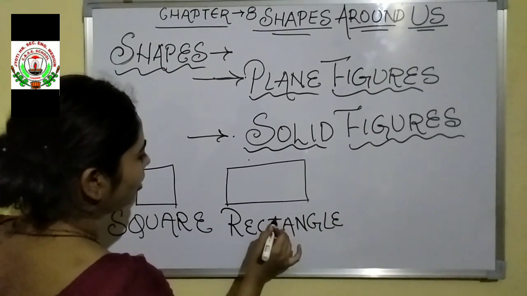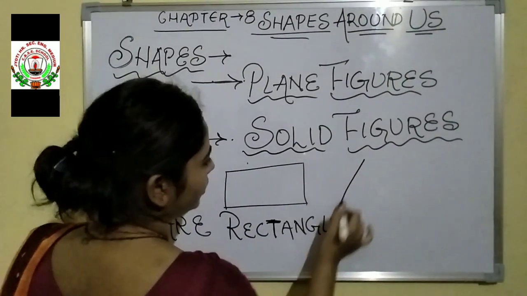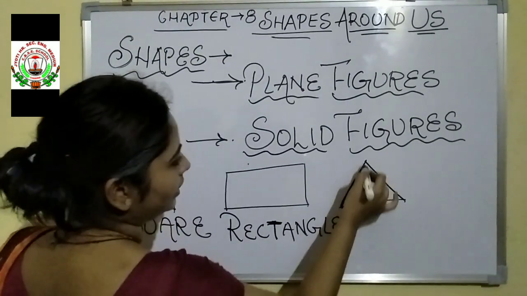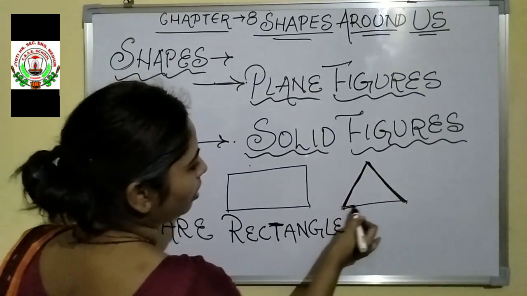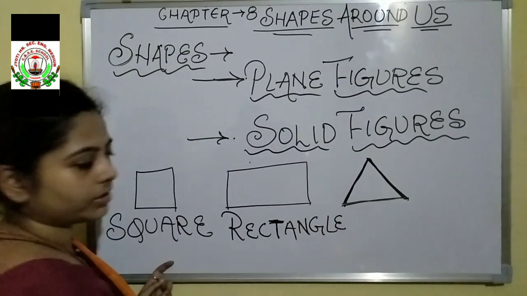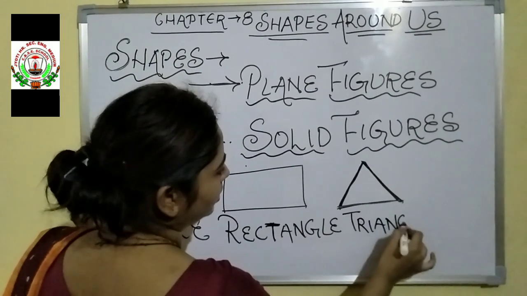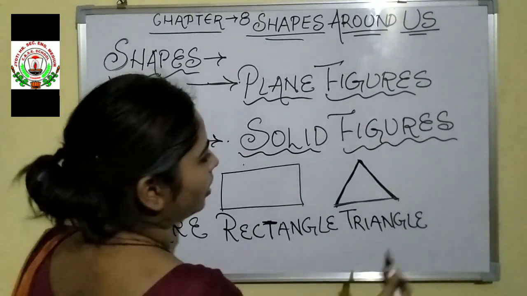Are you remembering? If you are not remembering this, let us revise it again. Next figure I am drawing, children. What is this? This has two slanting lines. Yes or no? Two slanting lines I made and one horizontal line. This figure is called what? Triangle. What is it called? Triangle. Okay? These three figures I made now. And one more.